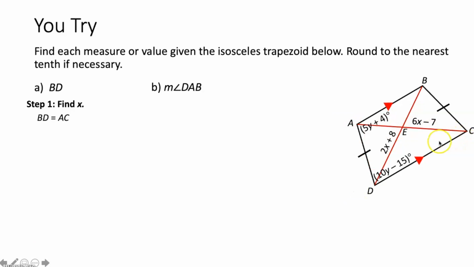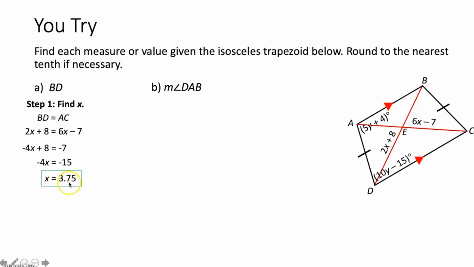So what I can do then is take what their measures are equal to and plug them in over here. The measure of segment BD we know is 2x plus 8, that's going to go in here, and the measure of segment AC is 6x minus 7, that's going to go in here. I then solve for x. There's a bunch of different ways to do this. I'm going to subtract 6x on both sides, subtract 8 on both sides, divide both sides by -4, and I get x is equal to 3.75.